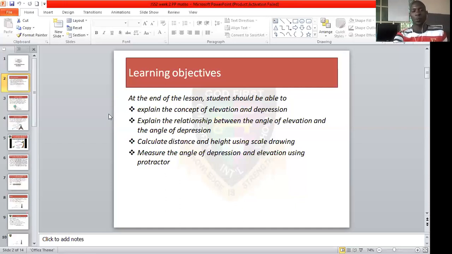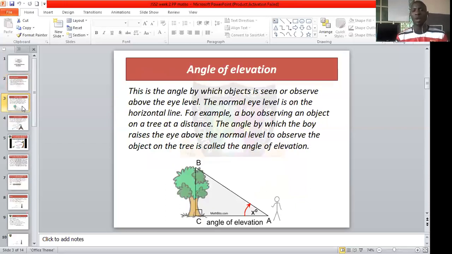So we go to our topic proper. We look at angle of elevation. What is an angle of elevation? First, I would like you to look at the drawing very, very well. Look, this is a tree and this is a boy looking at the tree.